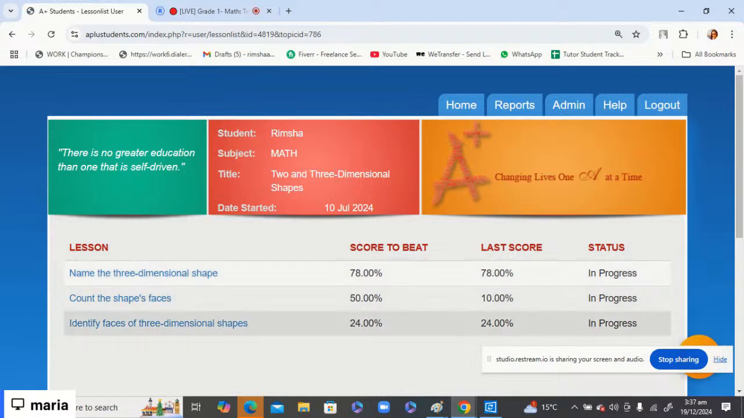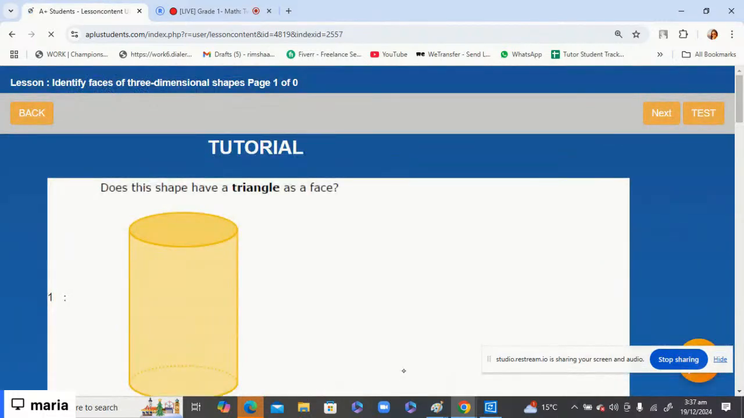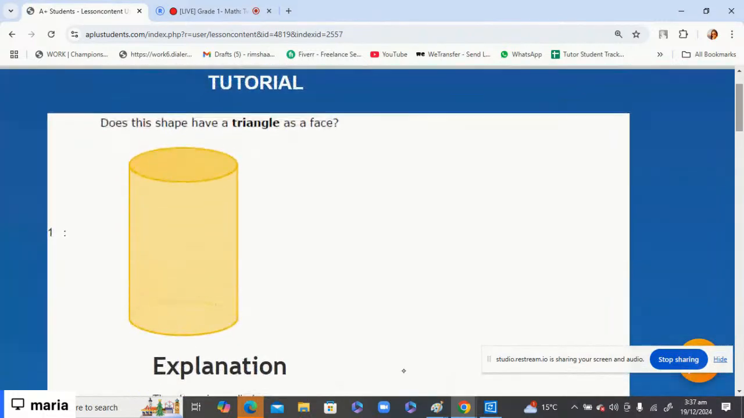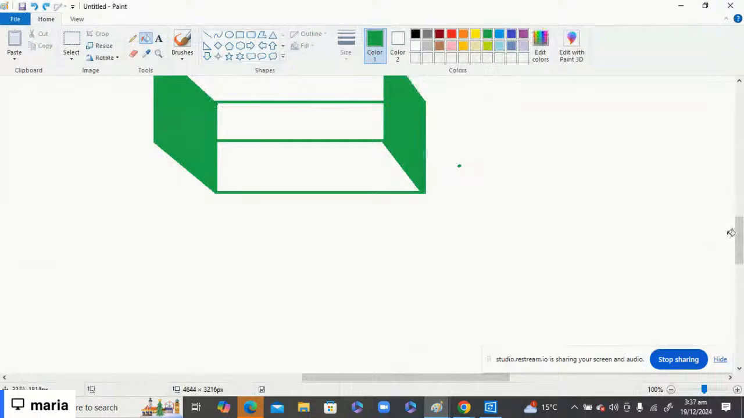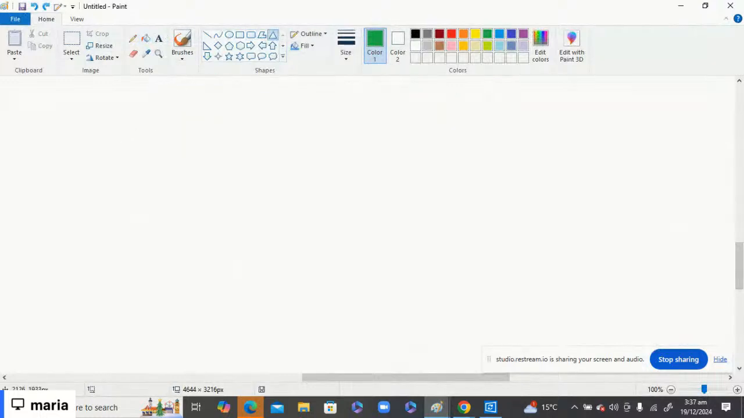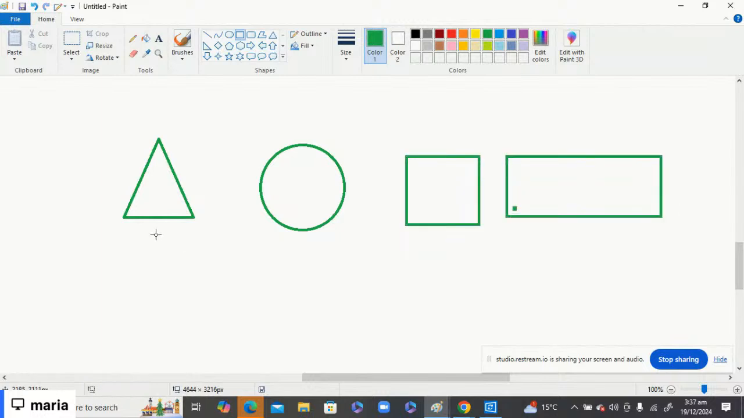Now identify the faces of the three-dimensional shapes. So, does this shape have a triangle as a face? First of all, let me tell you the things. This is the shape of the triangle. Here is the shape of the circle. Here is the shape of the square, and here is the shape of the rectangle. If these kind of shapes are involved in any of the figures, you are going to count it this way, okay?